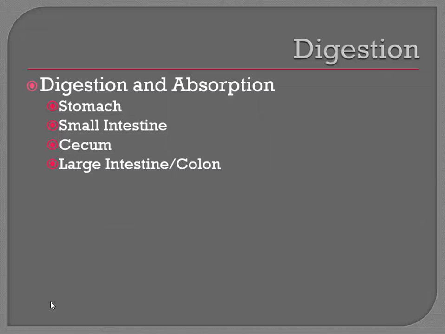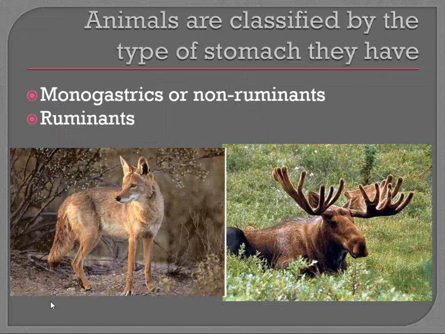These are also going to be adapted to the type of food. And so animals are going to be classified also by the type of stomach that they have. You have your monogastrics, or non-ruminants. These have the simple stomach. And you have the ruminants, right? And they're a special type of stomach.